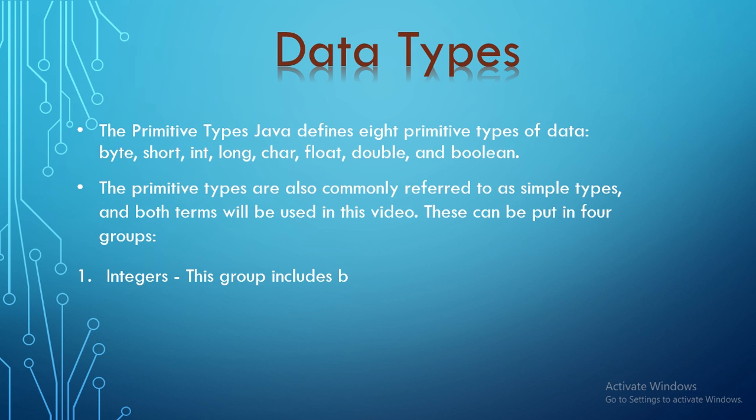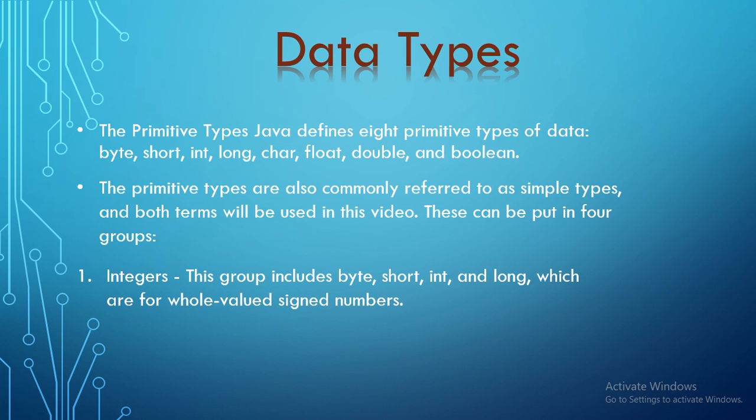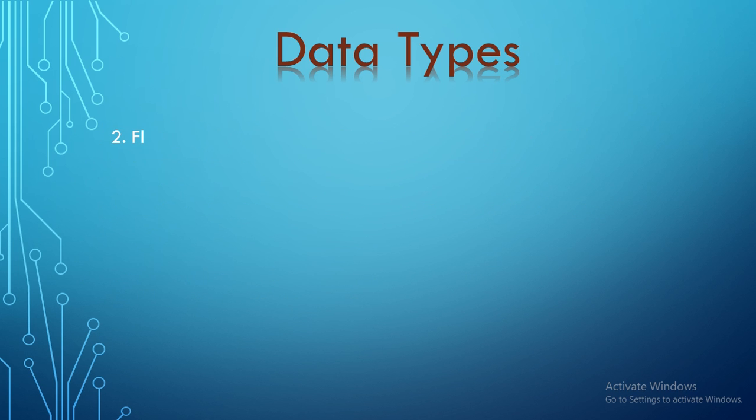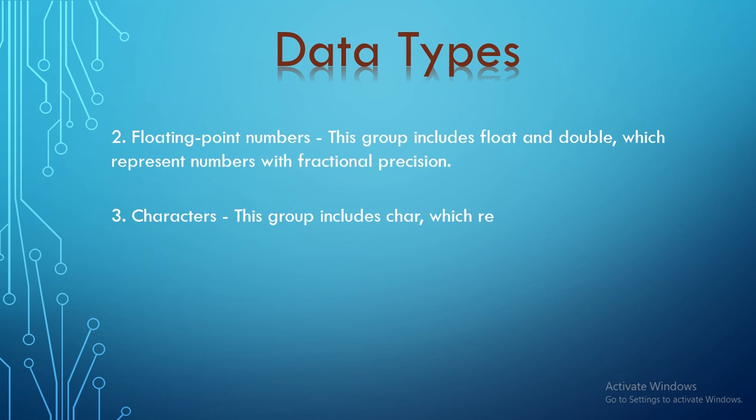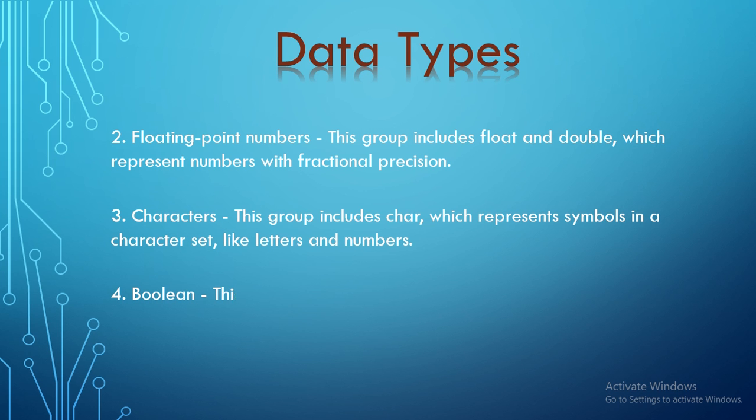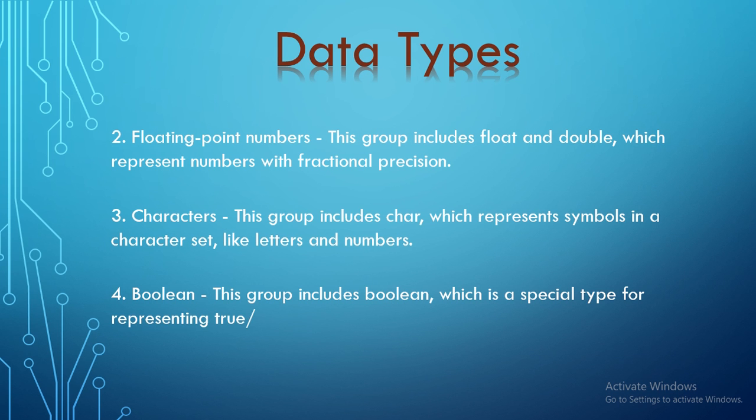First one is integers. This group includes byte, short, int and long, which are whole-valued signed numbers. Second one is floating point numbers. This group includes float and double, which represent numbers with fractional precision. Third one is characters. This group includes char, which represents symbols in a character set, like letters and numbers. Fourth one is Boolean. This group includes boolean, which is a special type for representing true/false values.